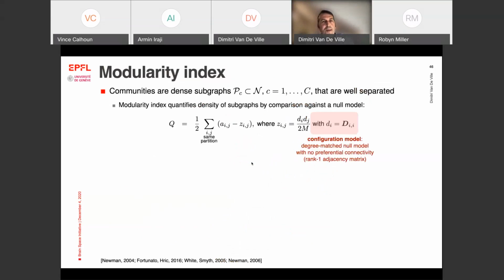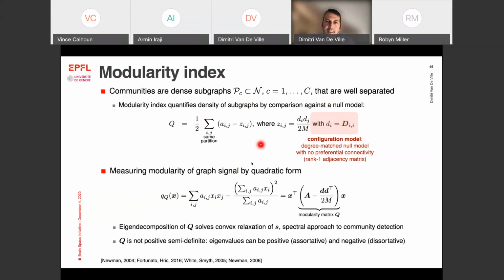Because, as you might know, if you want to look for a community structure in a graph, then the modularity index is one measure that is commonly used. And actually the modularity index is quantifying the density of subgraphs, comparing it against the null model, which is the configuration model, the very same that I used before. And the great thing here is that the modularity index can also be seen as a quadratic form of a modularity matrix.